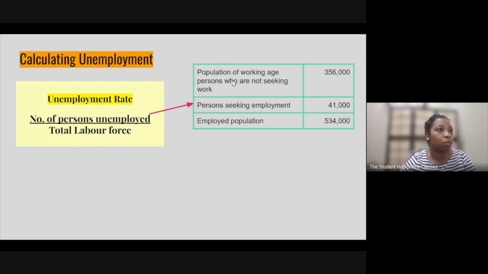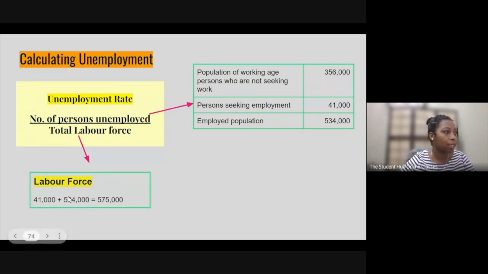The population of working age persons not seeking work, 35,000, we're not concerned too much about them. They are not seeking work. But we are interested in persons who are seeking employment, and we are interested in the employed population. The number of persons seeking employment, 41,000, would be those who are unemployed. So this figure, 41,000, makes up the numerator. And the labor force, which we calculated just now, is those who are seeking employment, willing and able, plus those who are employed, also willing and able.